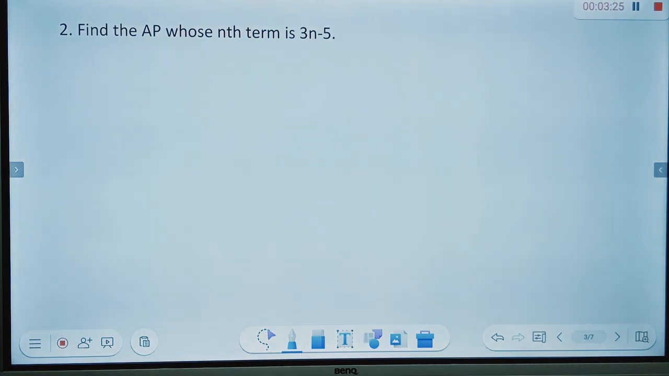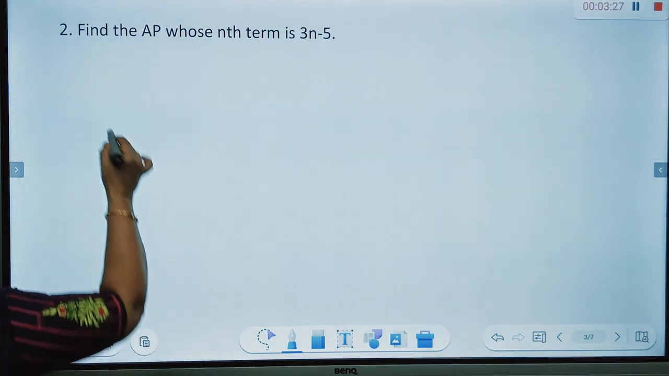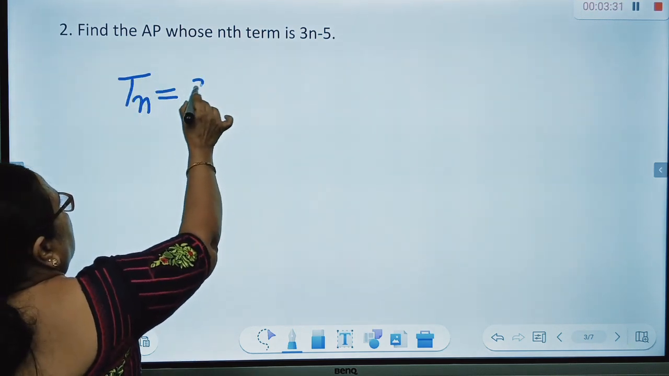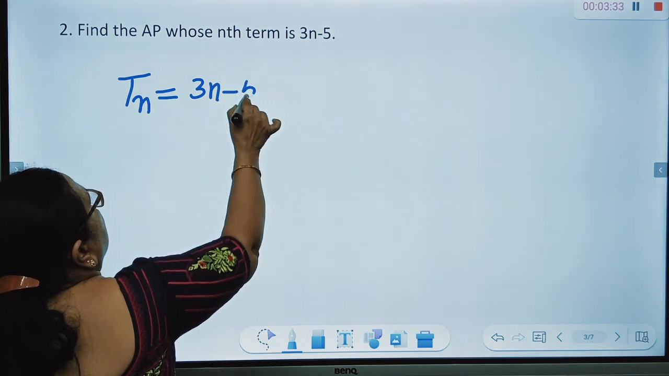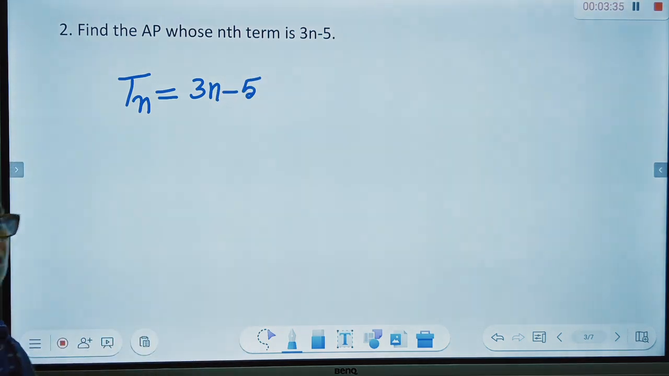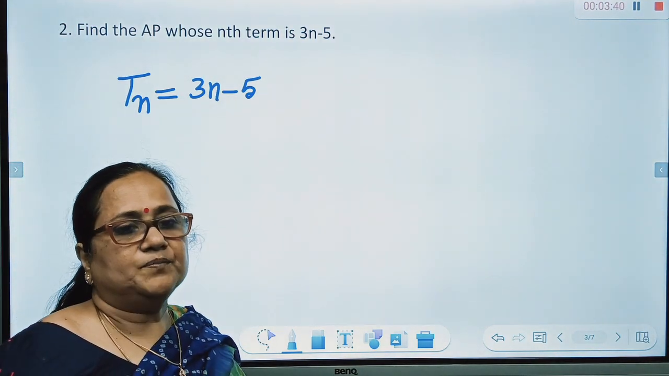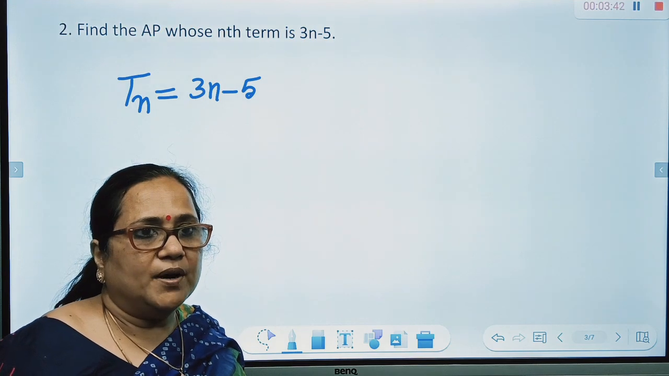Find the AP whose nth term is given. So you are given an AP whose nth term is 3n minus 5. Find the AP means what? Please list out the sequence. Tell us what is the first term. Tell us what is the common difference.